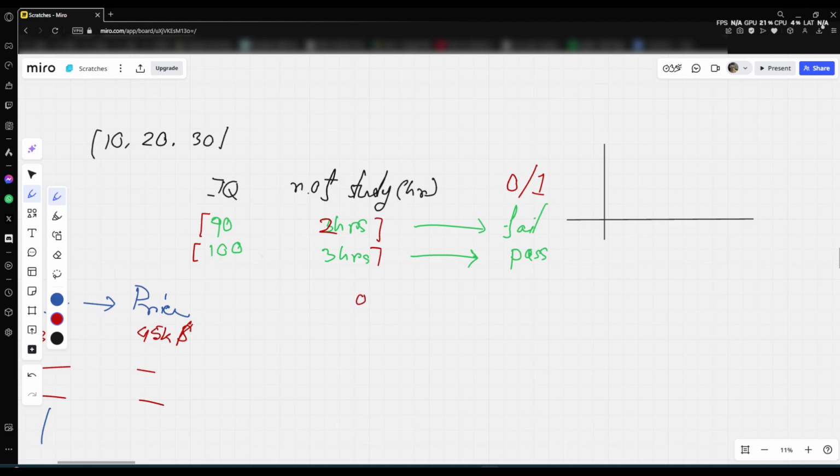So let me write it here: 90, 2, and for the second person it is 100, 3. Okay, and look at this graph here. Let me start with 80, 90, 100, 110, and over here 1, 2, 3. Okay, good.